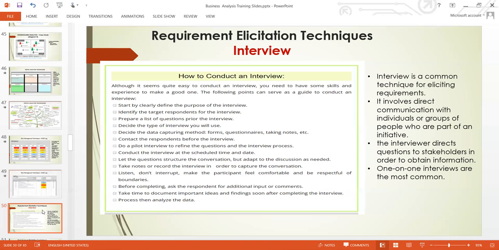Open-ended questions mean that you should be able to explore the respondents. If you use a closed question, the respondent will just say yes or no, which might not be good enough for you. It will not really help you to investigate the process very well. So you should try as much as you can to use open-ended questions so that the respondent is able to talk more on the subject.